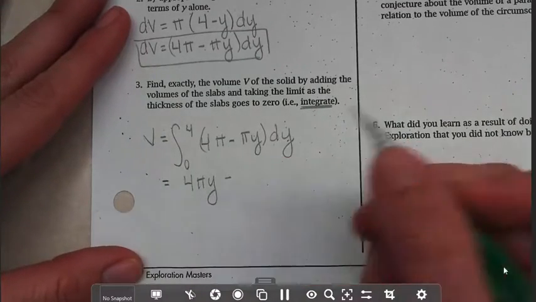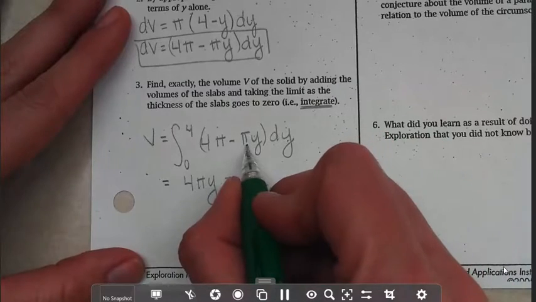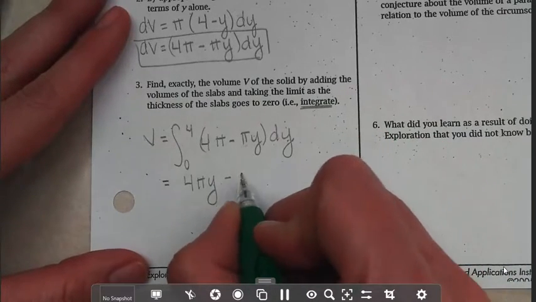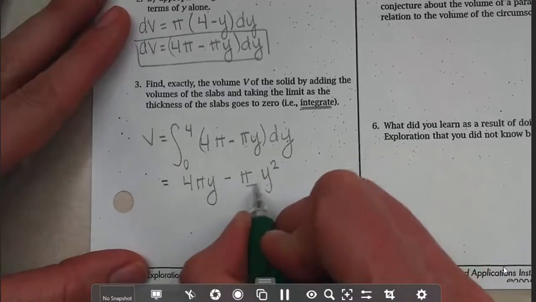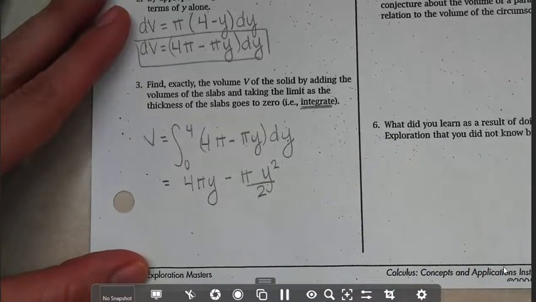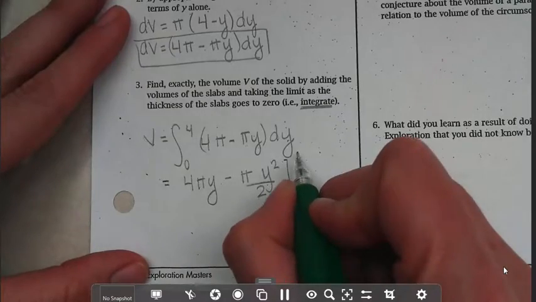I can just leave my y. I don't need to chain rule that at all. This is again a coefficient, so I leave the pi. The y becomes y squared, so that means I need to divide by 2. And I'm going to integrate that from 4 to 0.